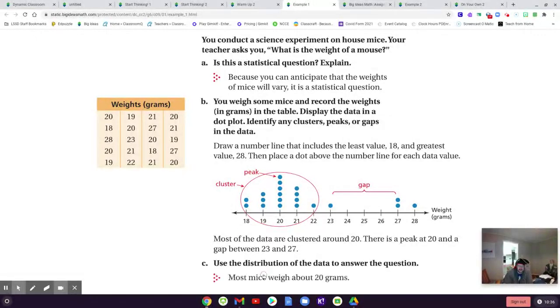Okay, so usually the question will have to do with which one showed up the most or what you can tell from the information. So here you can see that the typical weight of a mouse was about 20 grams.